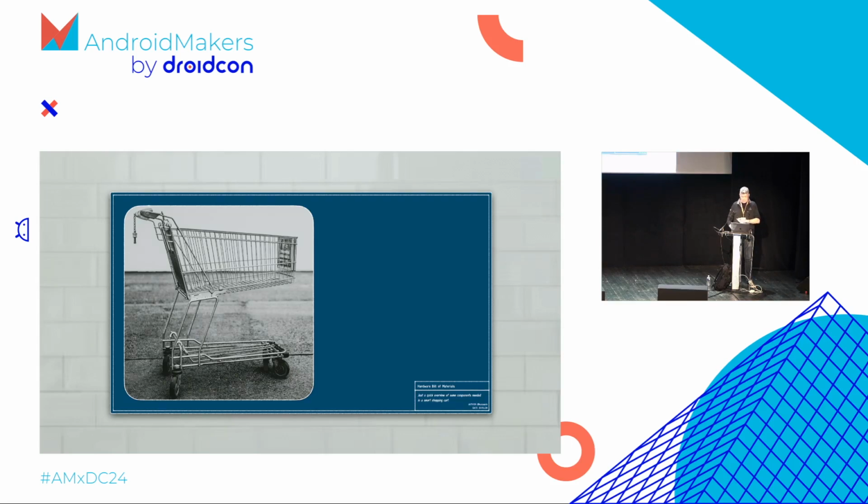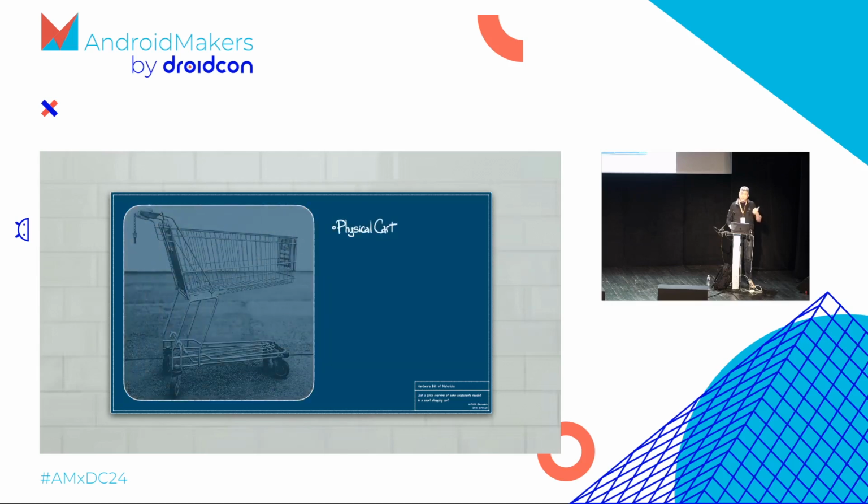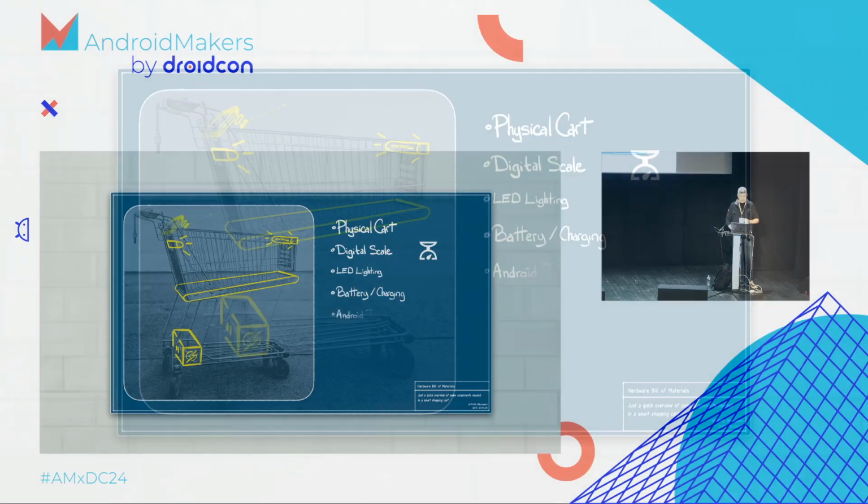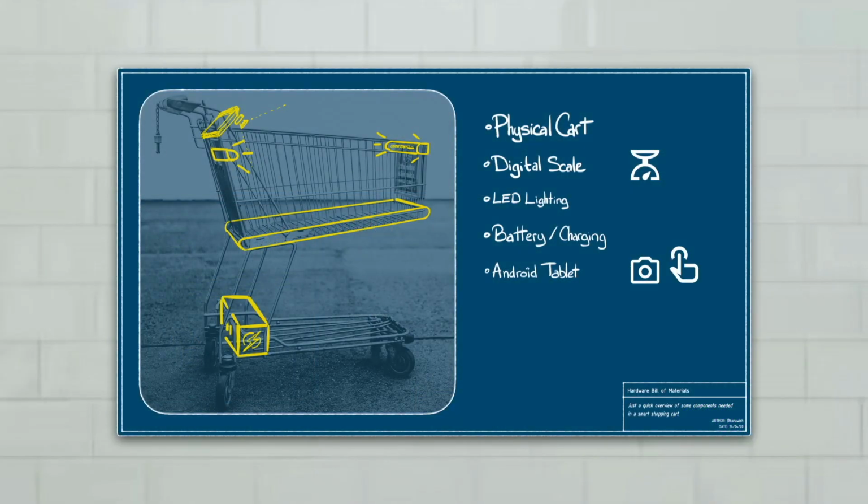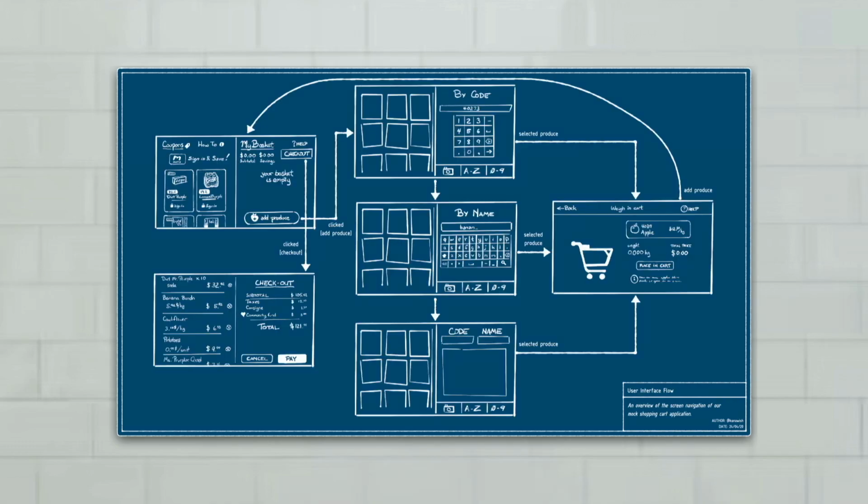So this is a well-informed piece of fiction from now on. We're going to build our own shopping cart. What hardware do we need? We need an actual physical cart, a digital scale, LED lighting, that's a given, batteries and charging, not negligible, and an Android tablet. And these little icons that you see here are sort of, I wanted you to think through the presentation. These are the input signals that we're going to be working with as we go forward.